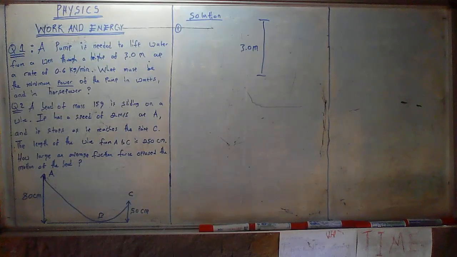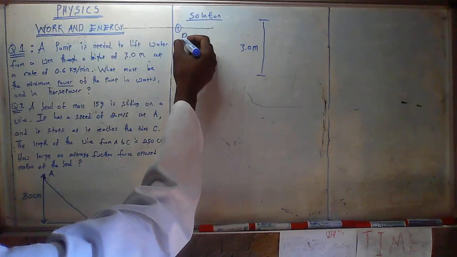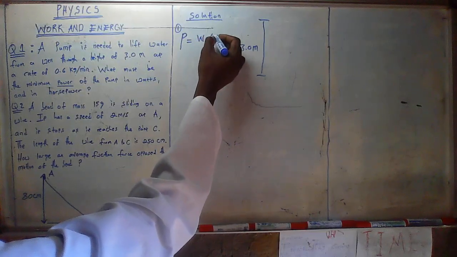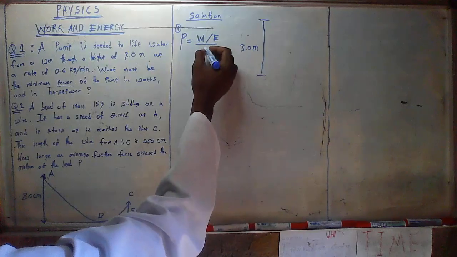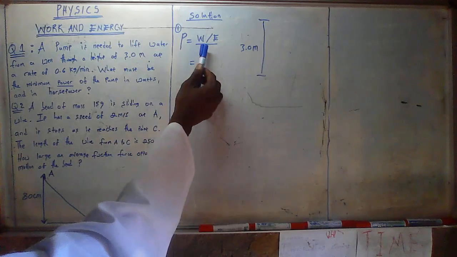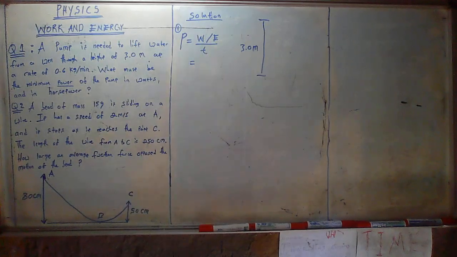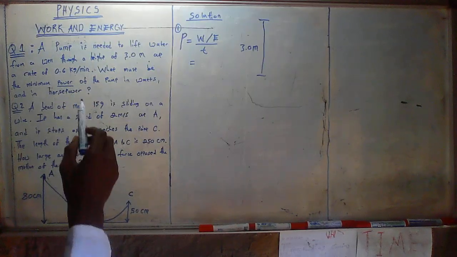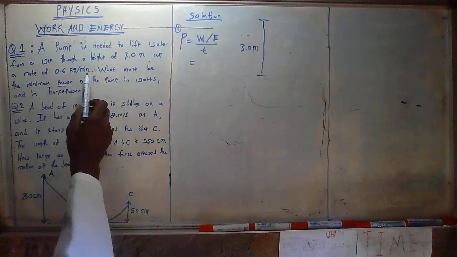All right, so how do we find power? Well, power is given by work or energy over time. This is simply the rate of doing work. You just choose one, whether you use this one or this one. It's one and the same thing. Then we've been given the rate, to say the pump is pumping this water at this rate.